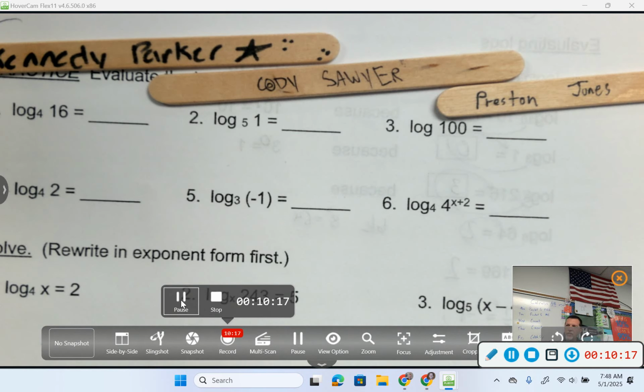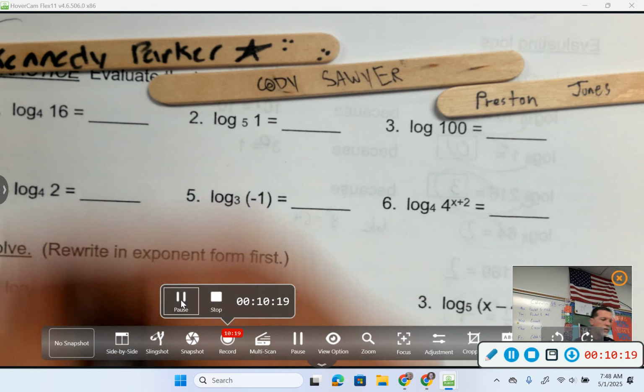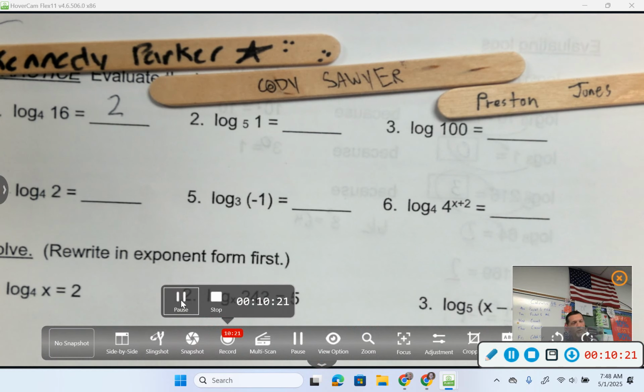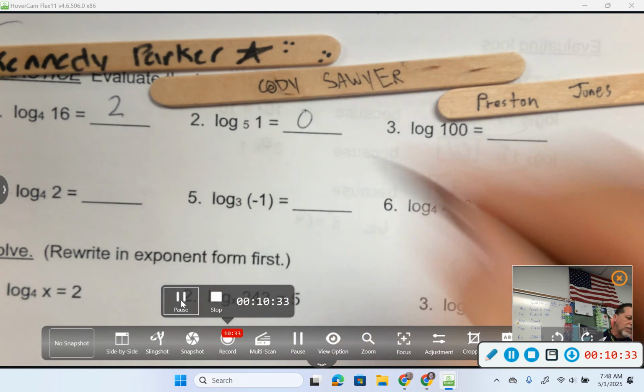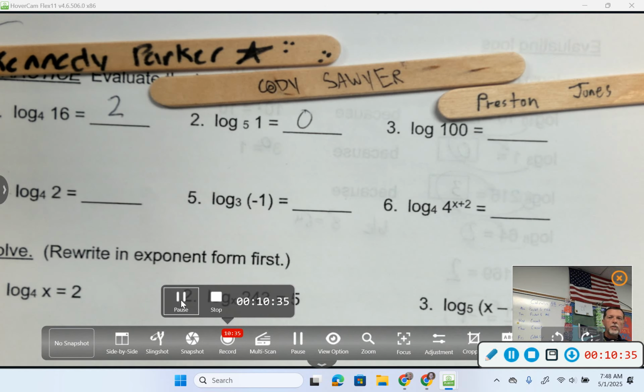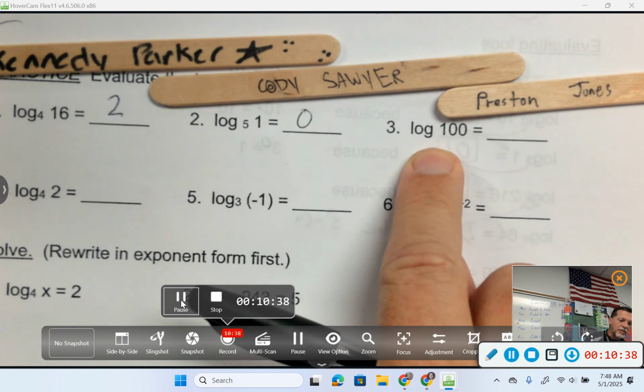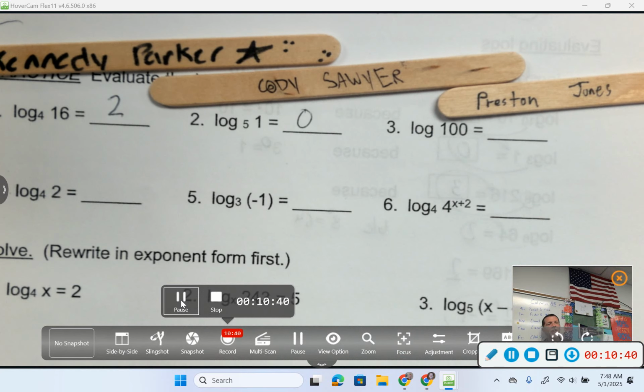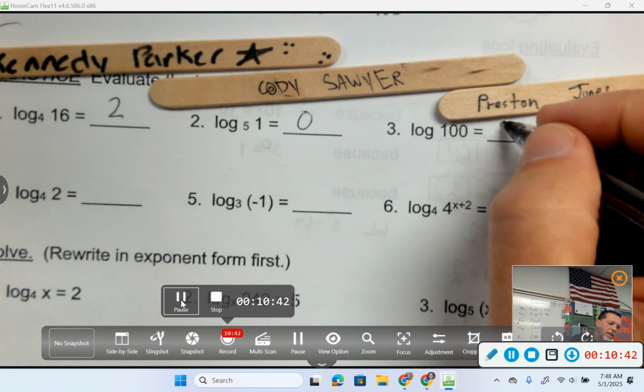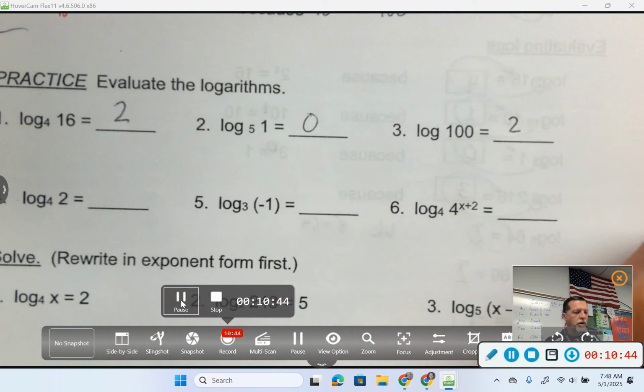Kennedy, how about log base 4 of 16? 2. And I've sort of transitioned away from drawing the fishhook, but my brain is still looking at that and thinking about the fishhook. 4 to something equals 16. Cody, log base 5 of 1? 0. 5 to 0 is 1. Preston, you get our first invisible base there. What's log of 100? 2. Because 10 squared is 100.